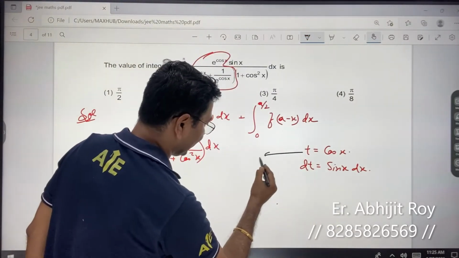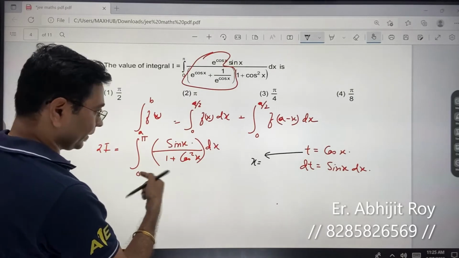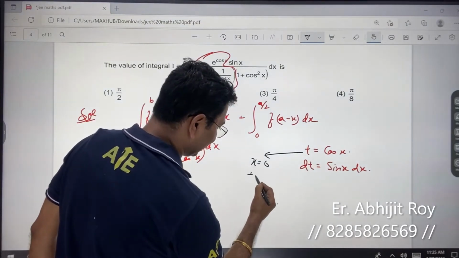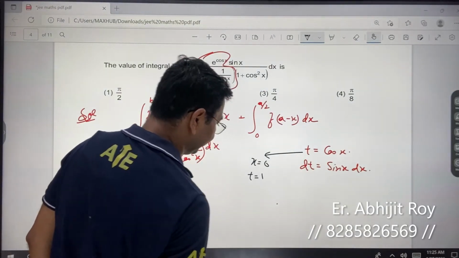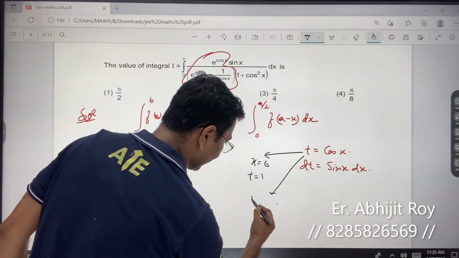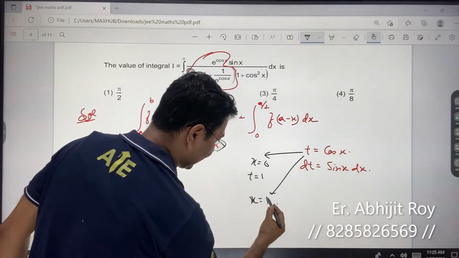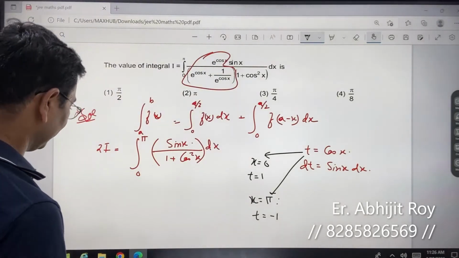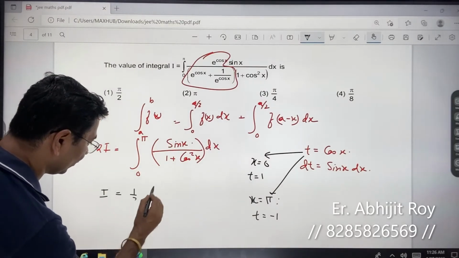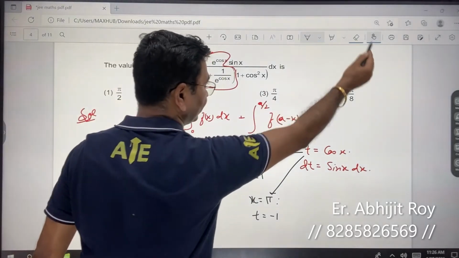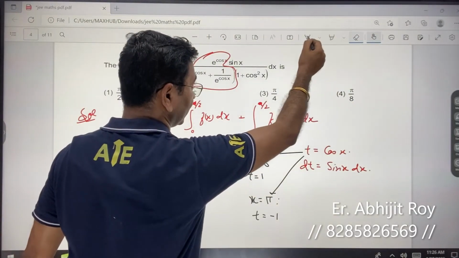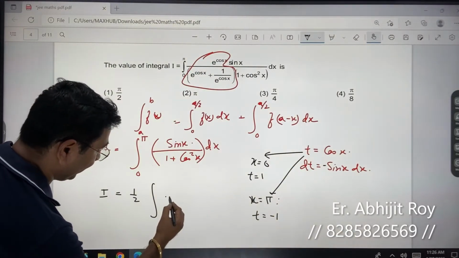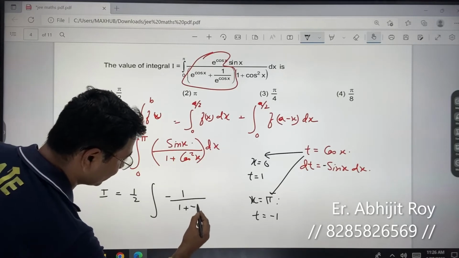So when I put x is equal to 0, I will get t as cos 0, that is 1. And when I put x is equal to pi, then I will get t is equal to minus 1, because cos 180 is minus 1. So here I will be ready with I is equal to 1 by 2 integration of... अच्छा, और एक बात है, ये cos का डेरिवेटिव माइनस भी होगा, तो माइनस का 1/1 plus t square dt.